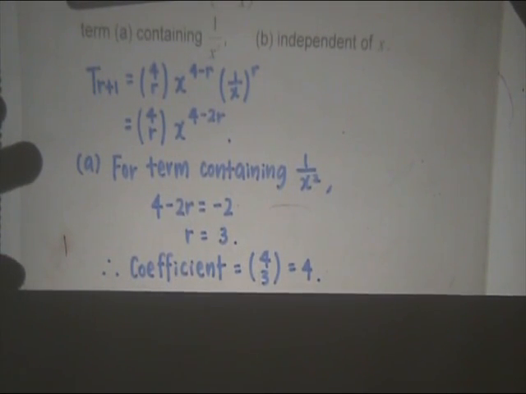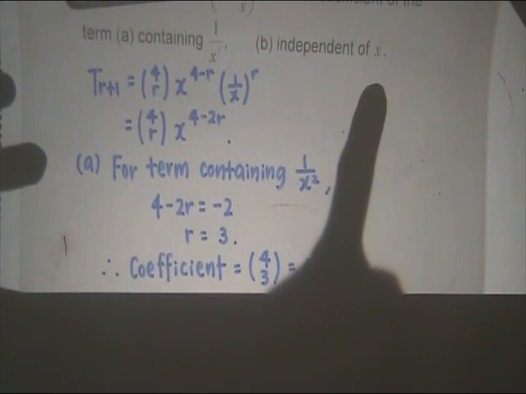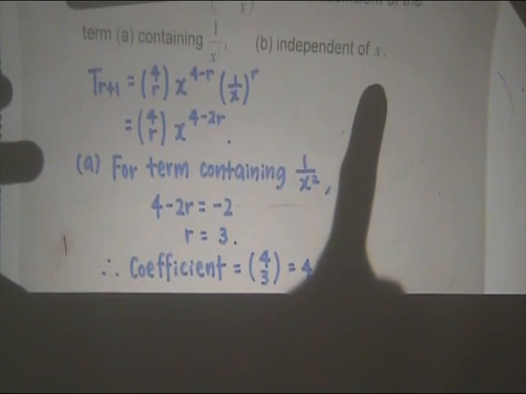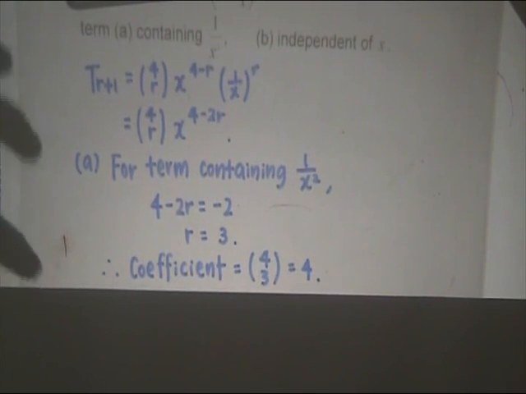Now using the same method, you may want to try part B on your own. You can pause the video to try part B. Before you go on, a hint: for the term independent of x, what should the power of x be? Yes, the power of x should be equal to 0, because when x is to the power of 0, you get a constant 1, so there is no x in that term. You may want to pause the video now and try it on your own.